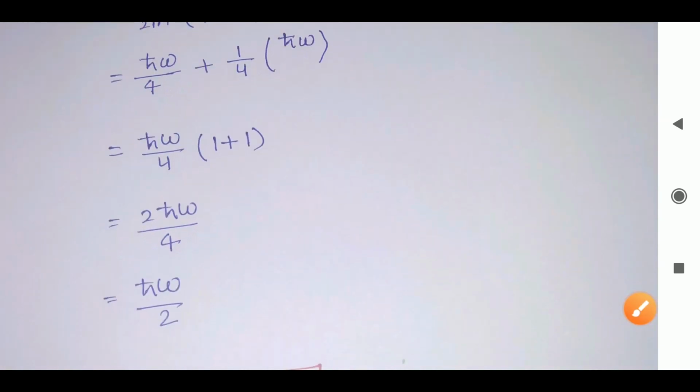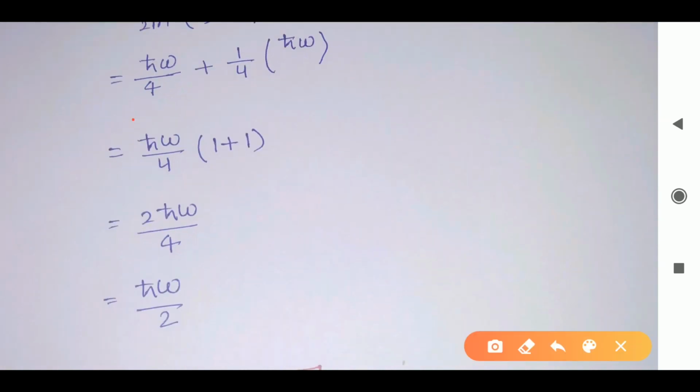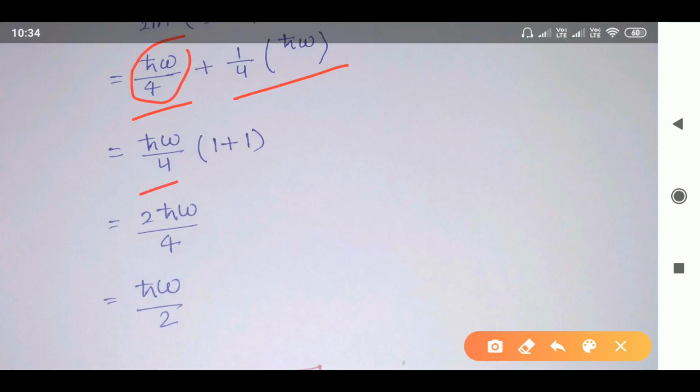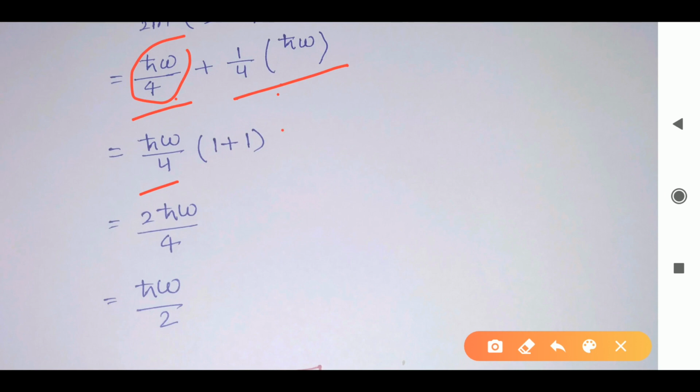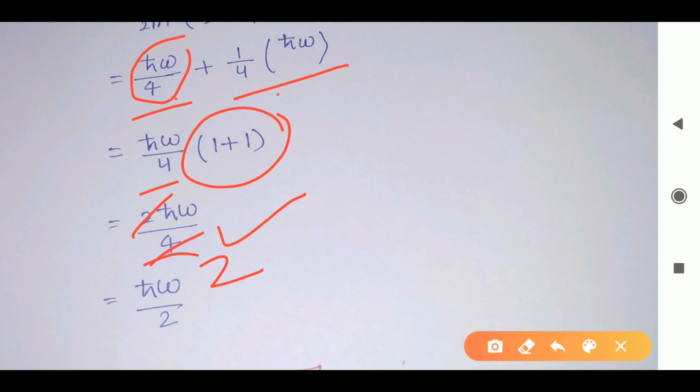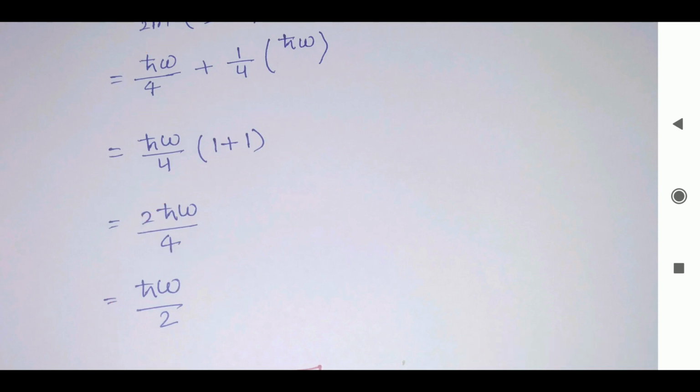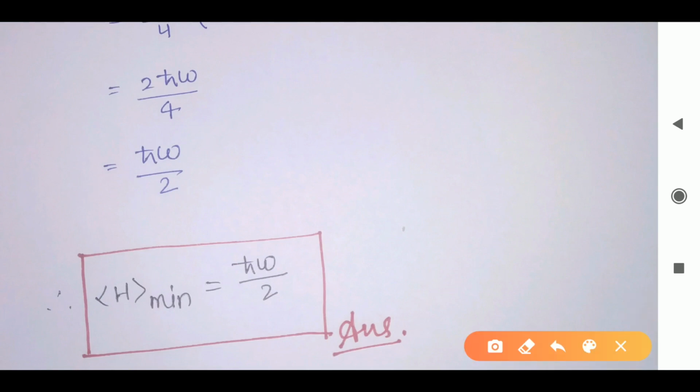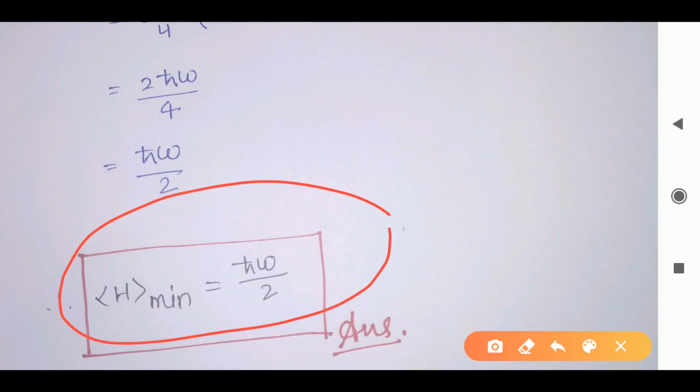Clear? So here we are getting the exact same term. So here we can take h cross omega upon 4 outside. Here we will have 1 plus 1, that is 2. So when we divide this, we will get 2. So that means we are getting h cross omega by 2. This is our minimum energy that we have got here. By minimizing the expectation value of Hamiltonian, we'll get h cross omega upon 2.